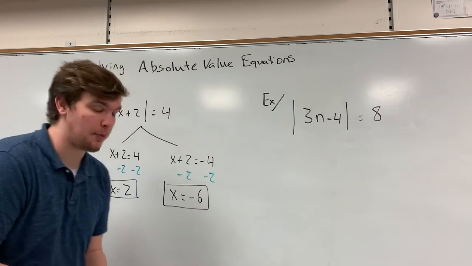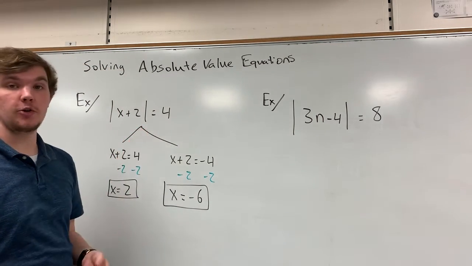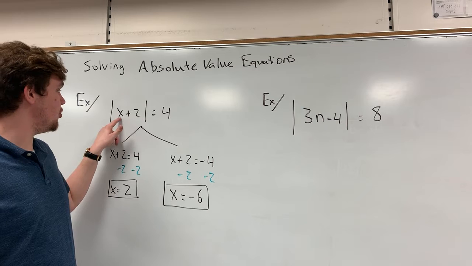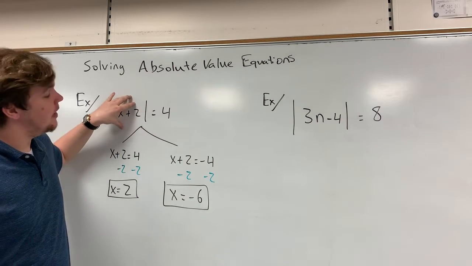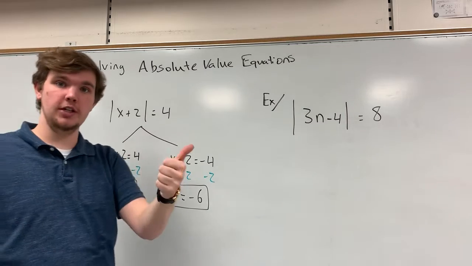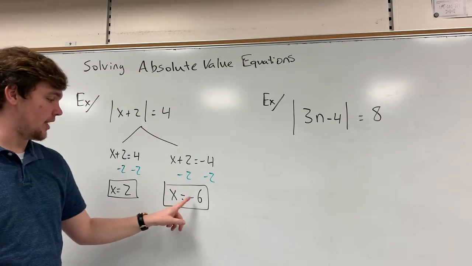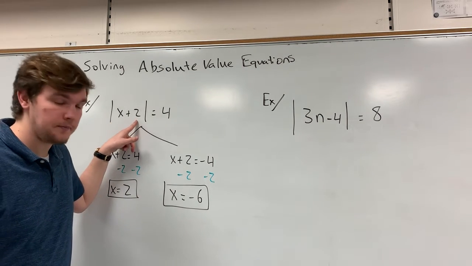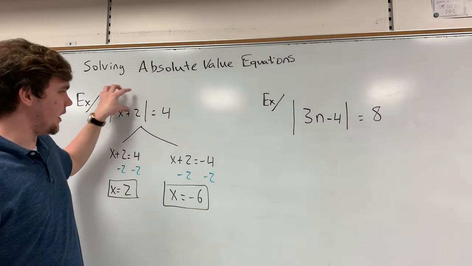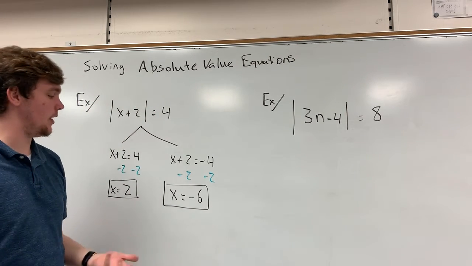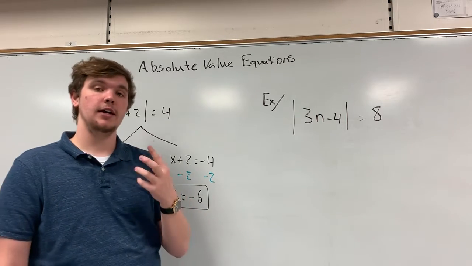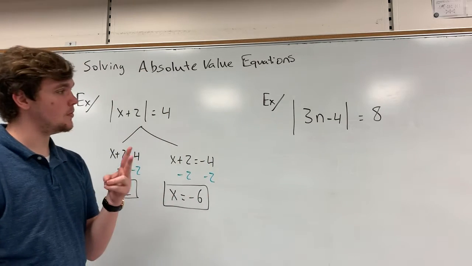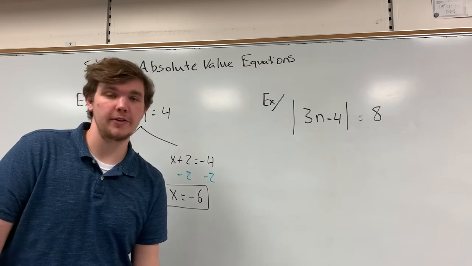If I were to check both of my answers in the original equation, they would both work. If I took 2 and subbed it in, I'd have 2 plus 2, which is 4, and the absolute value of 4 is 4, which is good. That works. If I checked negative 6, I would have negative 6 plus 2, which is negative 4, and the absolute value of negative 4 is positive 4. So that one works too. Like I said, in that absolute value equation, we have two different answers, and 9 times out of 10, we'll get two different answers.